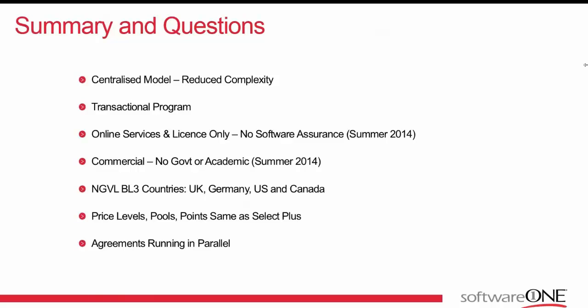It is license only from the on-premise type licensing model. That will change in the summer of 2014. It is for commercial only today, but again, that's expected to change in the summer of 2014. The countries that are in scope today are the UK, Germany, US, and Canada, and the currencies to match. The price levels of the points are all the same as Select Plus. There is this commonness with Select Plus today, and it is much more designed to allow for agreements to run in parallel to each other. So David, unless you've got some questions.